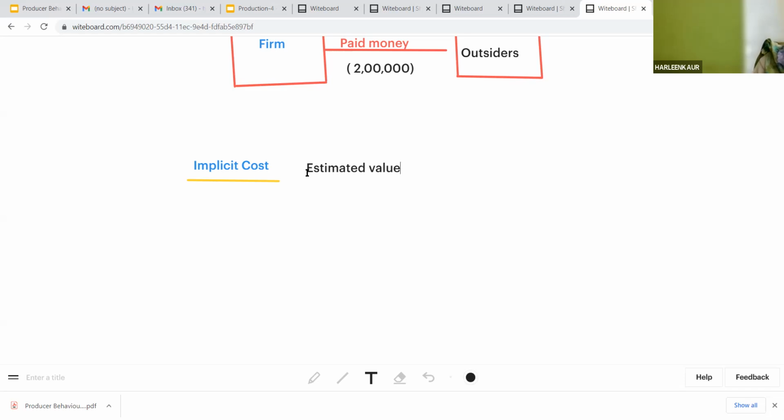The assumed estimated value is the cost sacrificed by the owner, which he could use to earn money, such as a businessman doing work in his home. If he did something in a business or went somewhere, he would get money, but as he is doing something for his home, he is not getting anything. So what is implicit cost? It is the estimated value of inputs supplied by the owner. It involves the input value of factors owned by the firm. For example, the rent of own land.